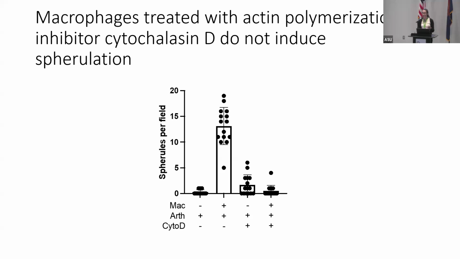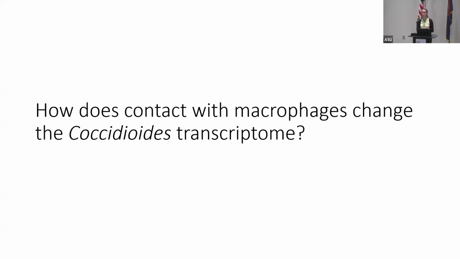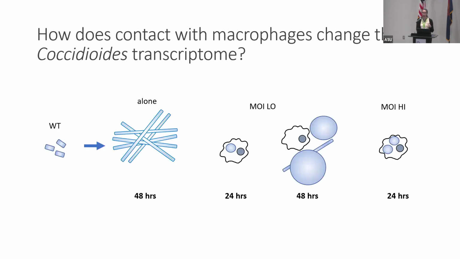Now, there's a lot of different ways to understand what's happening inside or with contact with the macrophage. So we chose to look at how contact with macrophages could be changing Cocci's transcriptome to get a sense of what was happening inside of that macrophage. And so we used a dual RNA-seq approach where we're doing RNA-seq on samples from Cocci that has either just been grown alone or has been grown in the presence of macrophages at different MOIs and for different durations to get a sense of how that initial interaction is happening and what we're seeing as time goes on and as we're getting more spherule development.